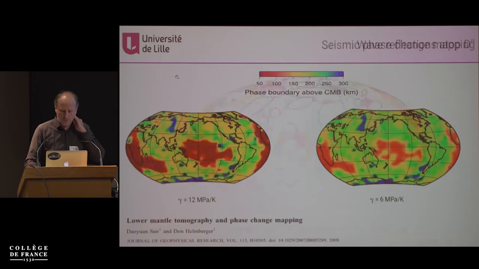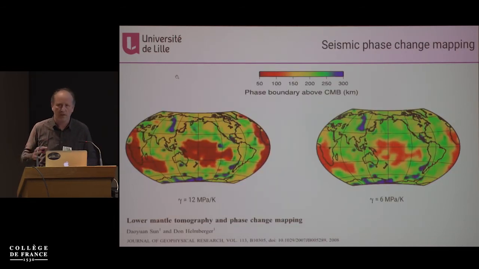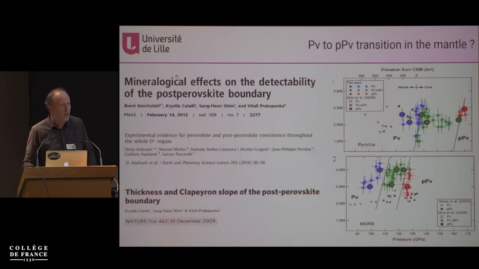But using other approaches, and people in this room like Paula Koelemeijer have looked at it as well, you can infer the presence of another phase like post-perovskite in D double prime through tomographic models, by mapping changes in velocities in your tomographic model to physical properties. You can even map the height at which you expect the phase transitions based on those models. So seismic observations tend to tell us there is something happening, there is a phase transformation. And then why don't you see it always?